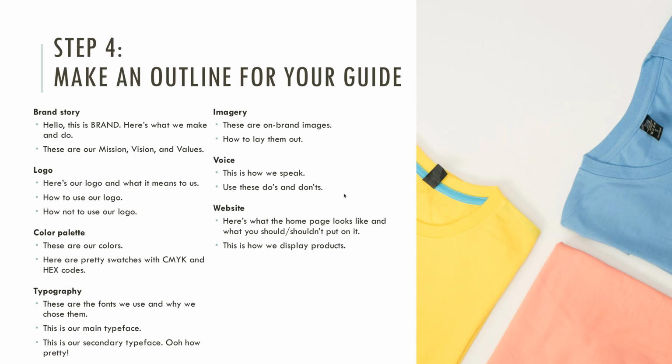Your color palette, these are our colors, and here are all the codes that go with them and how and when you should use them. Talk about your typography, your imagery, your voice. Mary talked about this. This is how we speak. And then the website, here's what the home page should look like and what you should and shouldn't put on it. And this is how we're going to display our products. This part we might be a little ahead of ourselves on. This is certainly to be included at some point, but for this first draft, you can probably hold off on this topic because we're going to be getting to that in future lectures.